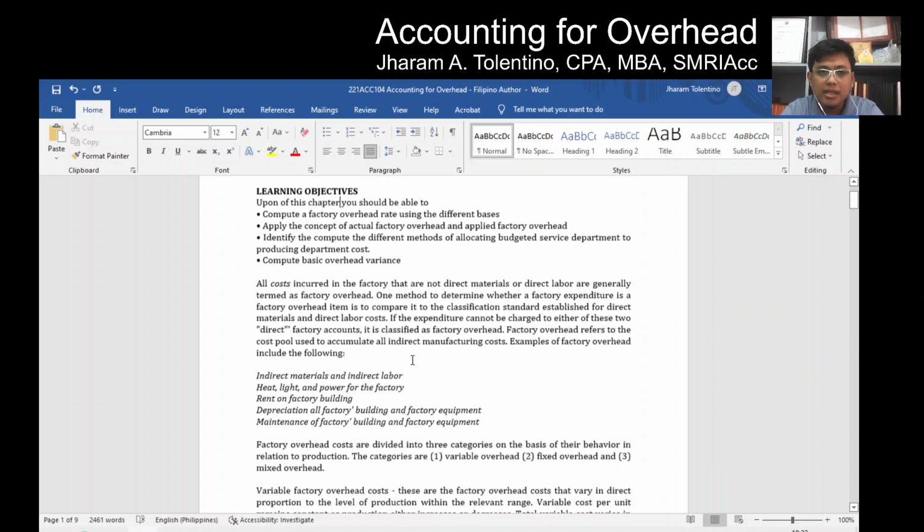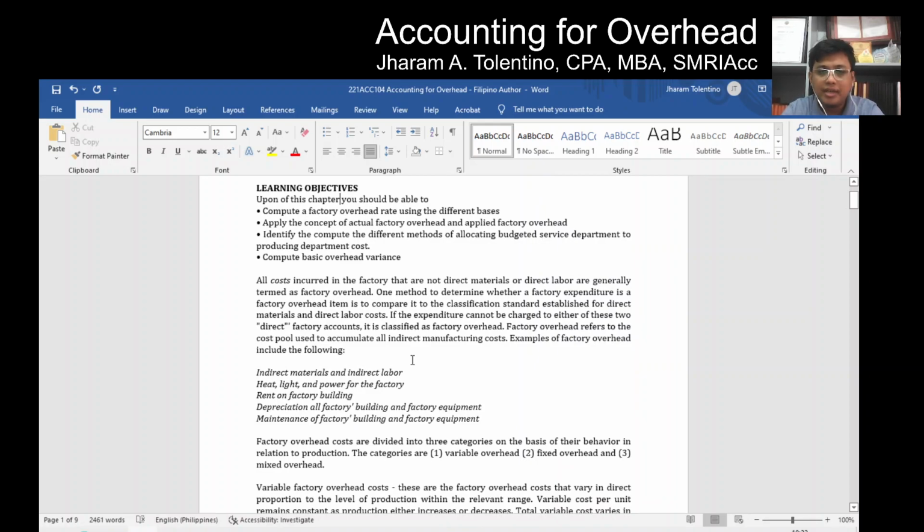Okay? So, remember, all costs incurred in the factory that are not direct materials or direct labor are generally termed as factory overhead. Yun yung pinakasimple nating definition. So, one method of determining whether a factory expenditure is a factory overhead item is to compare it to the classification standard established for direct materials and direct labor costs. That is, if the expenditure cannot be charged to either one of these two direct factory accounts, it is classified as factory overhead. So, napaka-simple lang.